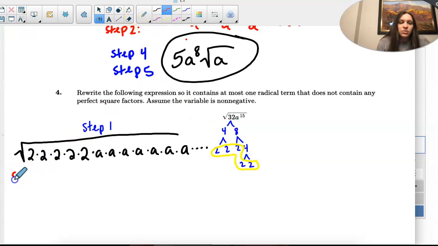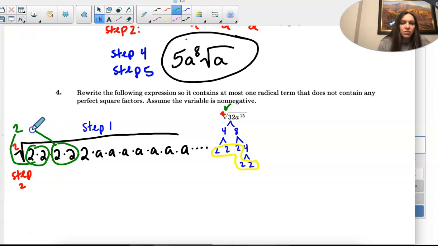So step 2 is to find the pairs because my index number's 2. Remember, when there's nothing there, it's 2. And that tells me my grouping. So I'm going to find groups of 2, and that comes out of the radical. It's just 1, 2. Find a group of 2. It comes out as just 1, 2. And then there's going to be this 2 left over because it doesn't have a pair to come out with.